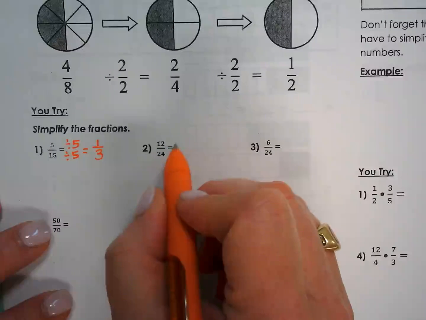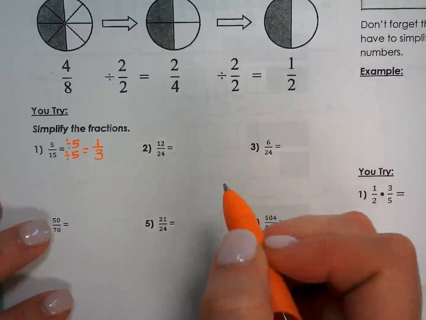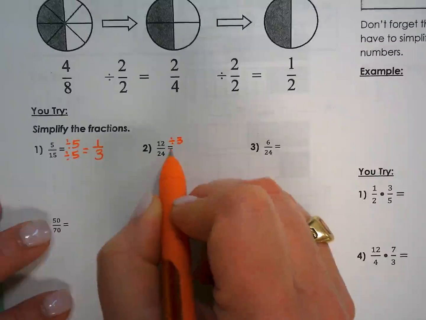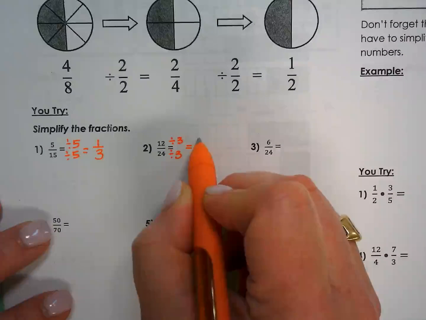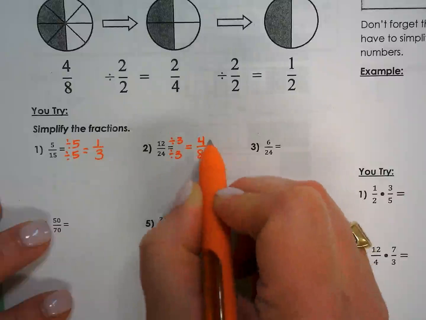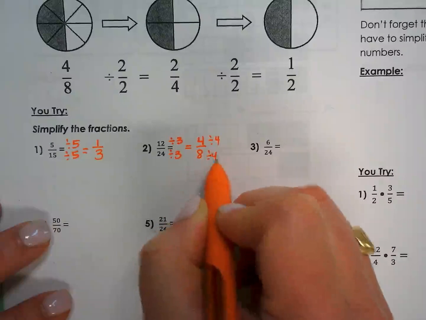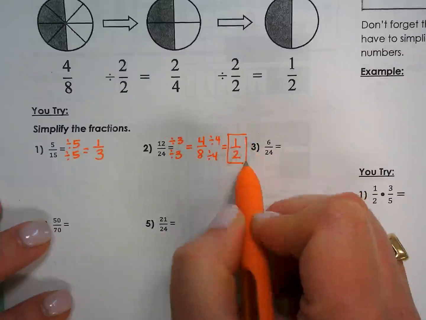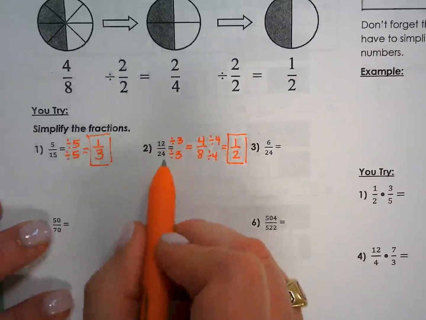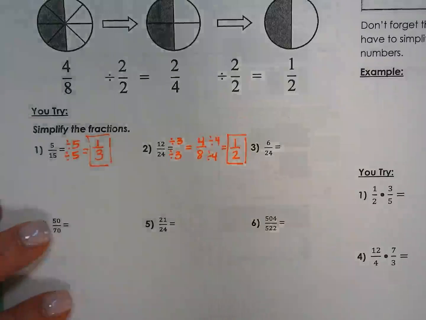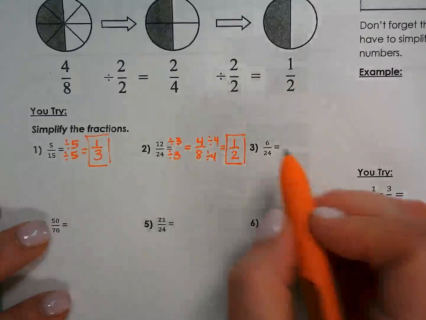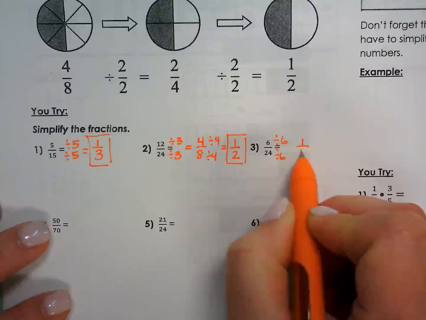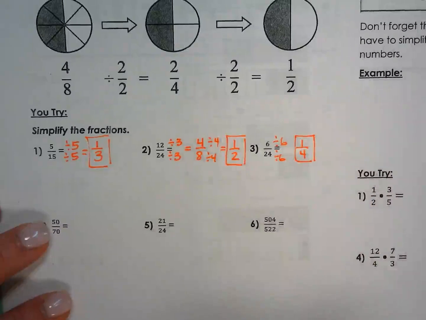12 and 24 actually share a factor of 12. But just to show you that we can break it down a little differently, I'm going to divide by 3 first. When I do that, I'm going to get 4/8. And then I notice that there's still a factor of 4. So I'm going to be able to break it down even further, and that's 1/2. And doesn't that make sense? Because 12 is half of 24. So that relationship holds. We'll do one more here. 6 and 24 share a factor of 6. I'm going to get 1/4, and that is how we simplify fractions.